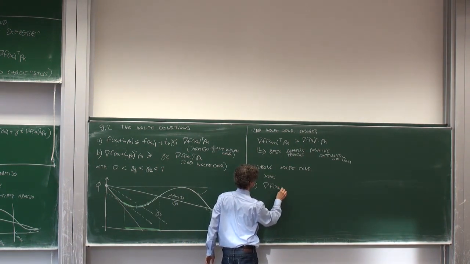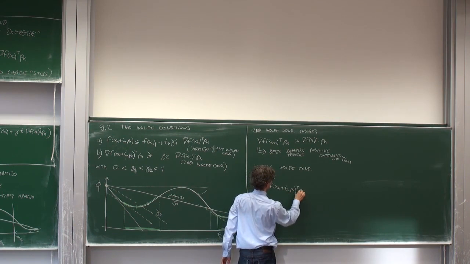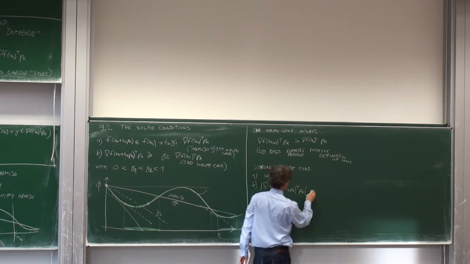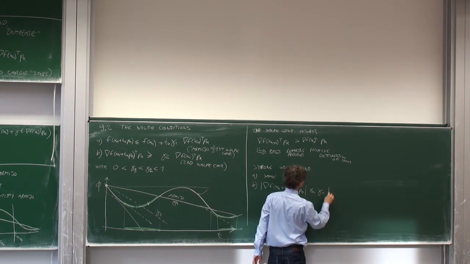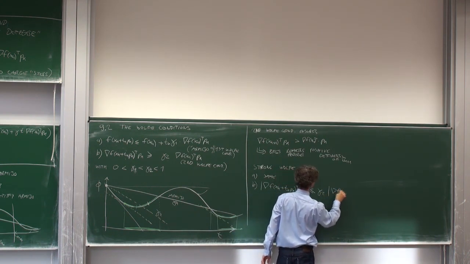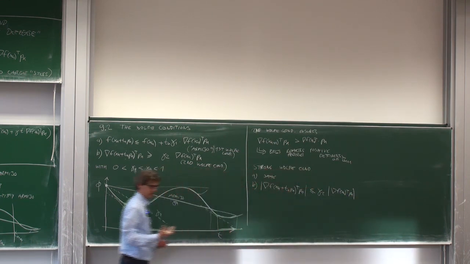So you say nabla f at xk plus tk pk transpose pk. So you take the norm of this, but then you actually want that it's smaller than gamma 2 times the norm of nabla f at xk transpose pk. And that would be a strong version. And what does it do?